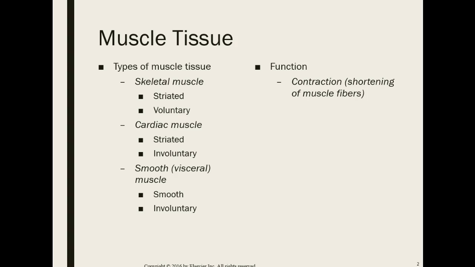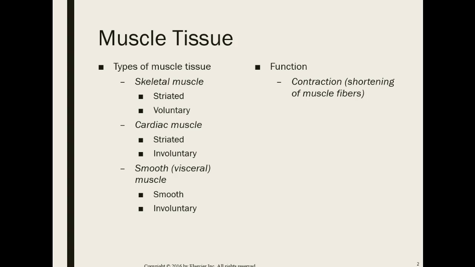So skeletal muscle is also known as striated voluntary muscle. When we look at it under a microscope, we see these lines of alternating colors. So that's where that striated term comes from. And then voluntary is because we have control over how that muscle moves and when it moves. So if we think about flexing our arm, we can either flex it or not. It's completely up to us. It's a voluntary process.